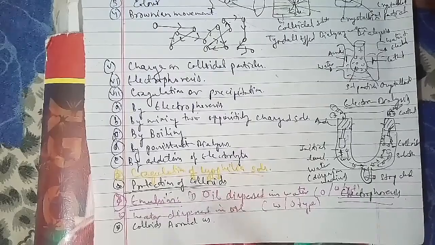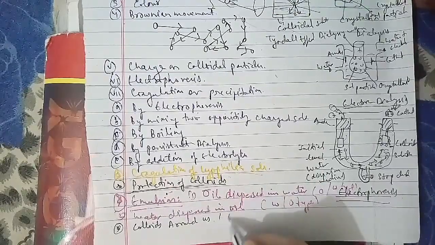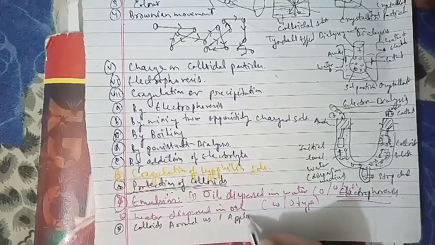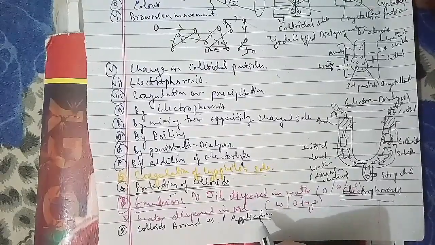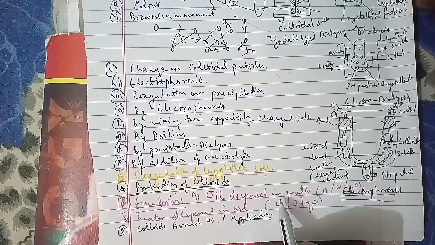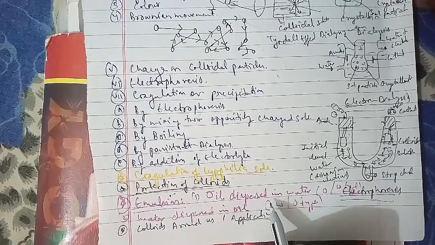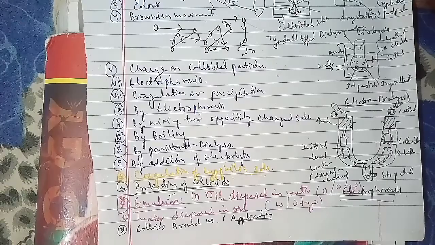Now we'll discuss the applications. In terms of application, colloids are very widely used in industry. Some examples are as follows. The first is electrical precipitation of smoke.